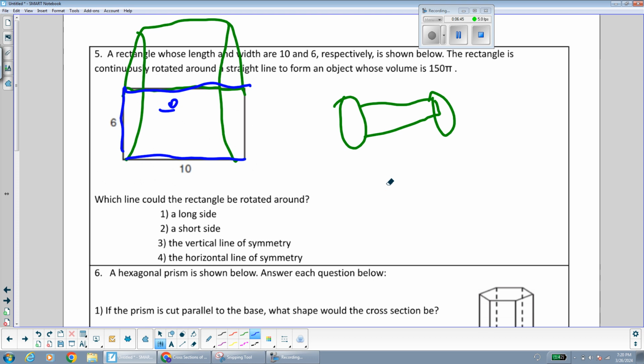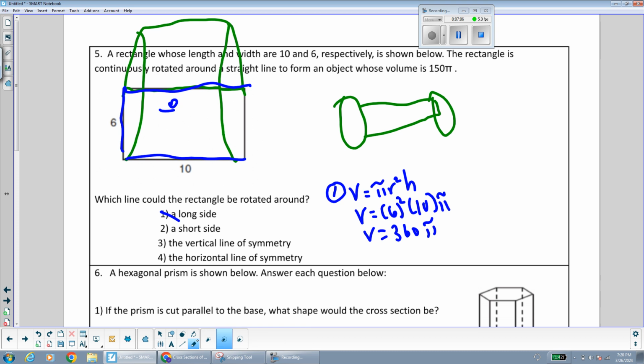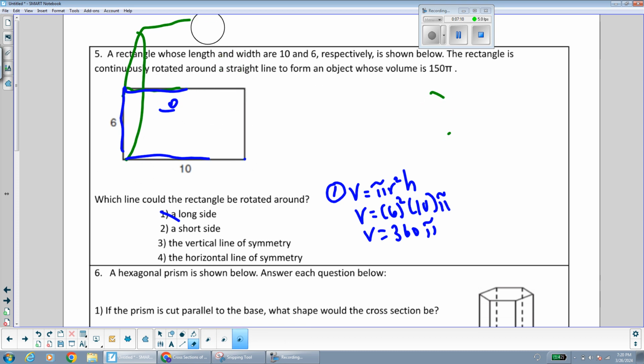So volume for answer choice 1 would be pi r squared height, because that's a cylinder. The radius is 6. The height is 10. And that would be 360 pi. So that's not the choice we're looking for. Let's try the next answer choice.